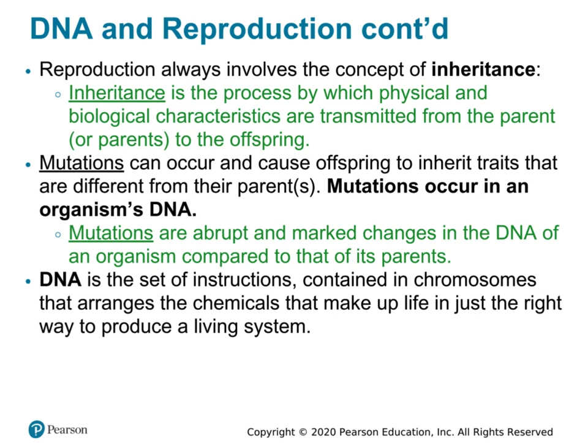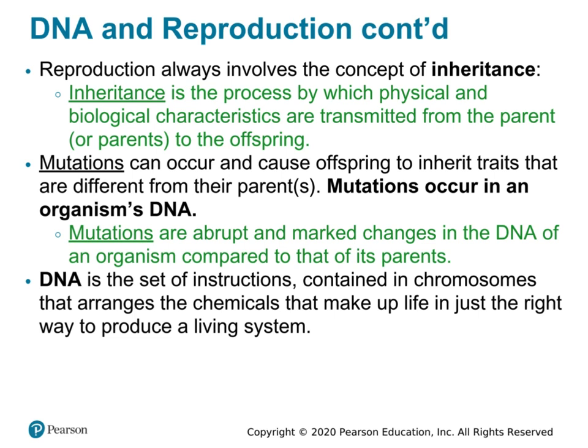And when we talk about reproduction, it very much leans into the idea of inheritance. We can talk about genetics. We can look at mutations. And we can even focus a little bit more on DNA. Because reproduction always involves the concept of inheritance. Inheritance is the process by which physical and biological characteristics are transmitted from the parent or parents to the offspring. So it's the process wherein genetic material is passed on to offspring, and we see the physical ramifications of that inheritance.